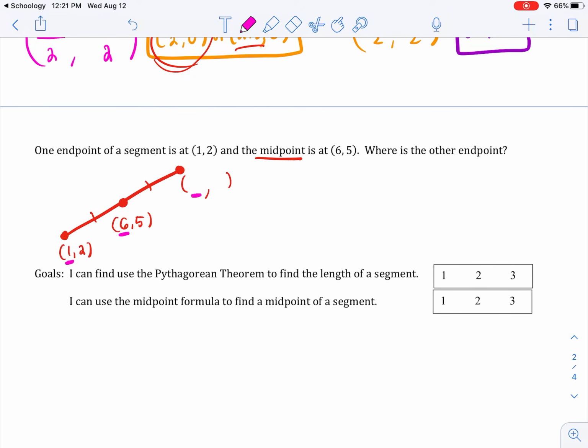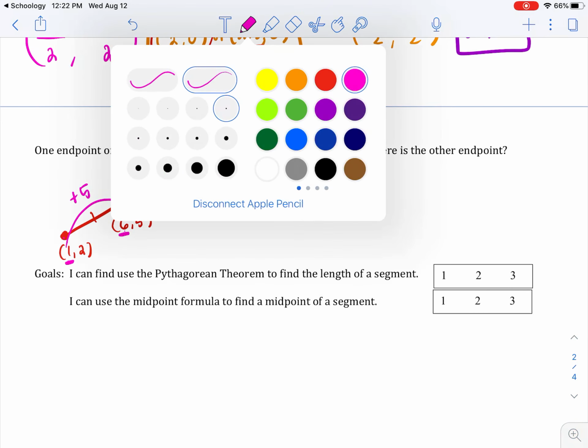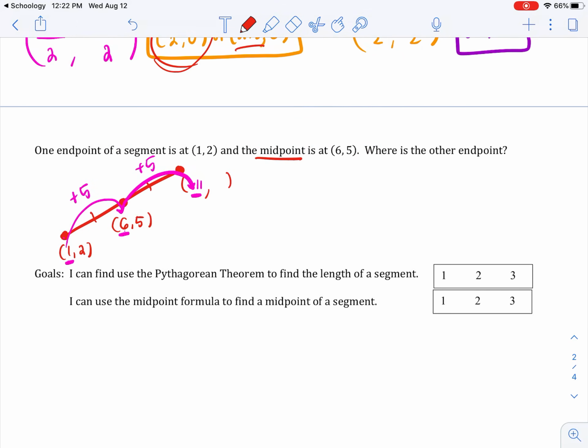Okay, so here's my x's. This one's at 1. The middle is at 6. So how far is it from the middle? It's 5, right? You would have to add 5 to get there. So what I'm going to do is add 5 to get to this x value. So 6 plus 5, that means that's 11. Okay? Let's try it with the y's. How about you pause the video and try it with the y's?